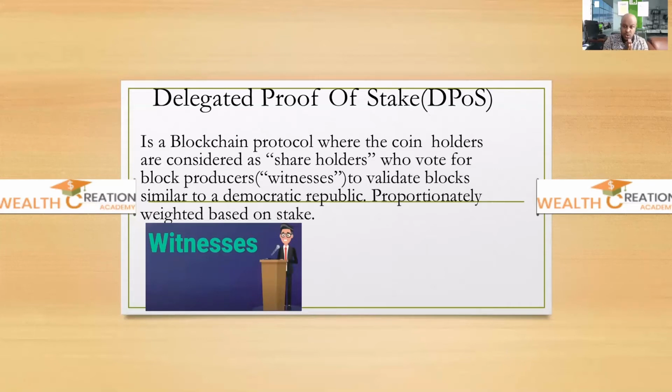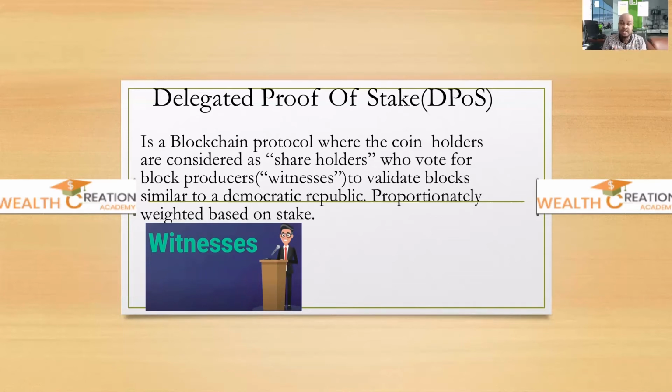So as a shareholder, as a token holder, you can vote for block producers. In terms of EOS, they have 21 block producers, so witnesses. These witnesses validate the blocks, and when they validate a block, they get rewarded. They get rewarded by generating blocks, pretty much like in the Bitcoin blockchain, where the miners, once they solve the mathematical puzzle, get rewarded with a block. And I think at the moment it's 6.25 BTC.